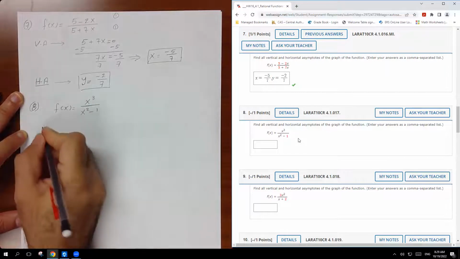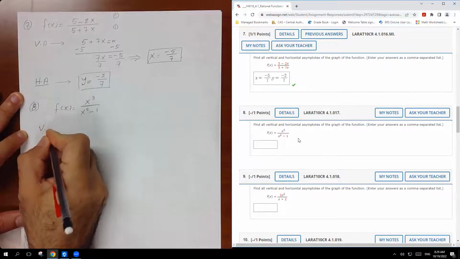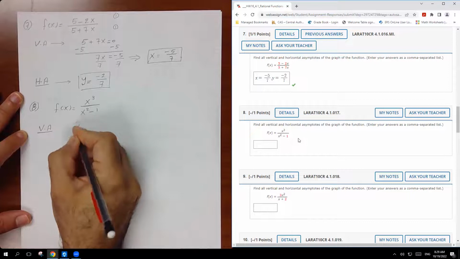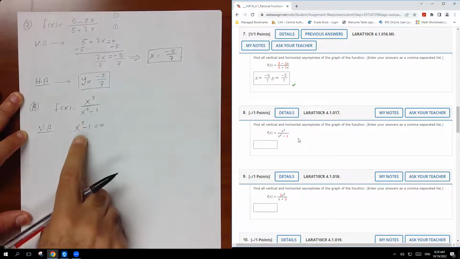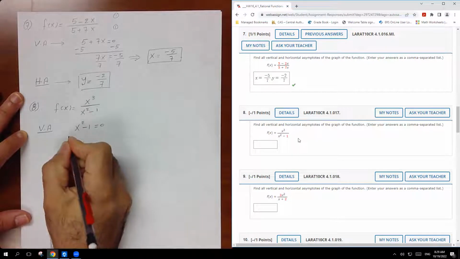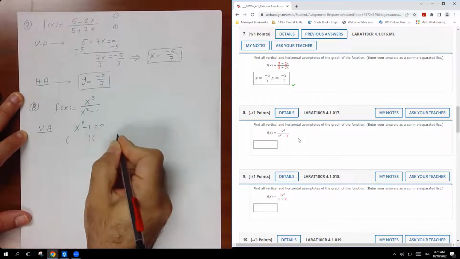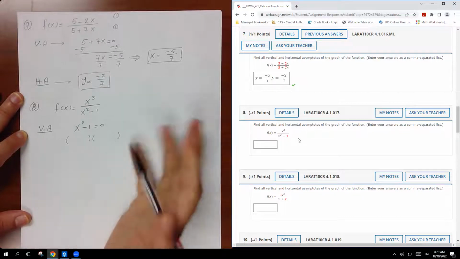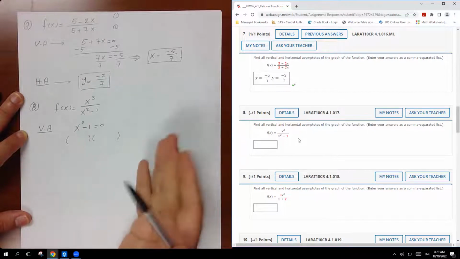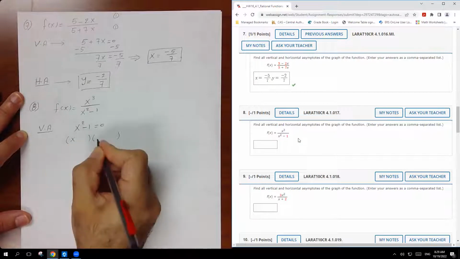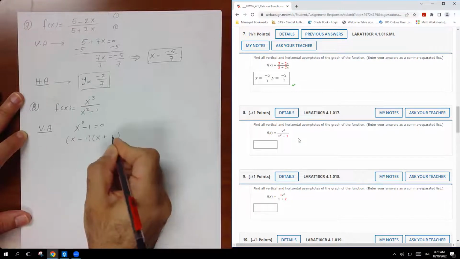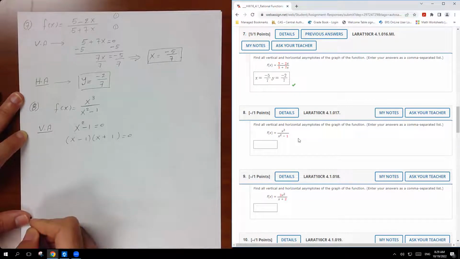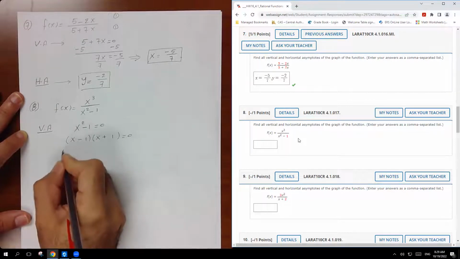So let's find the vertical asymptote. To find the vertical asymptote, we're going to set the denominator equal to 0. I'm going to factor this side by using the difference between two squares. Or if you want to move the 1, it's fine, but you have to take the square root of both sides, plus and minus 1. Then you're going to set each one equal to 0.